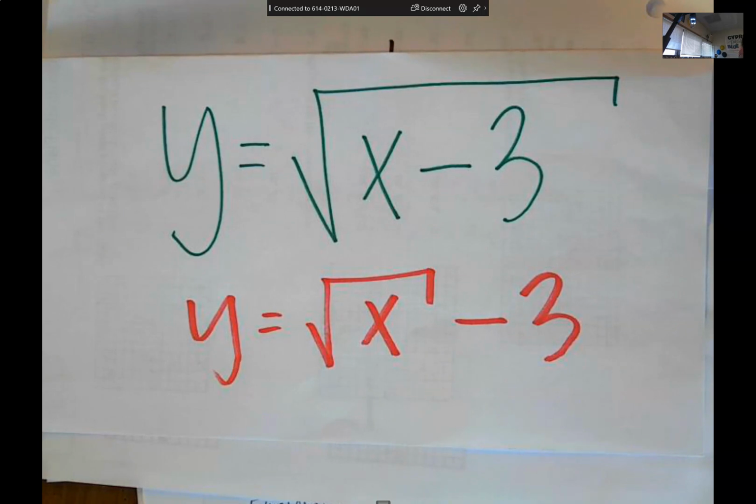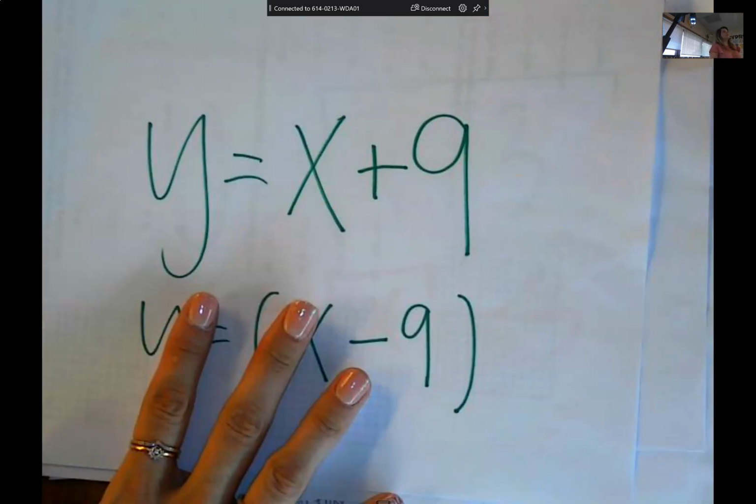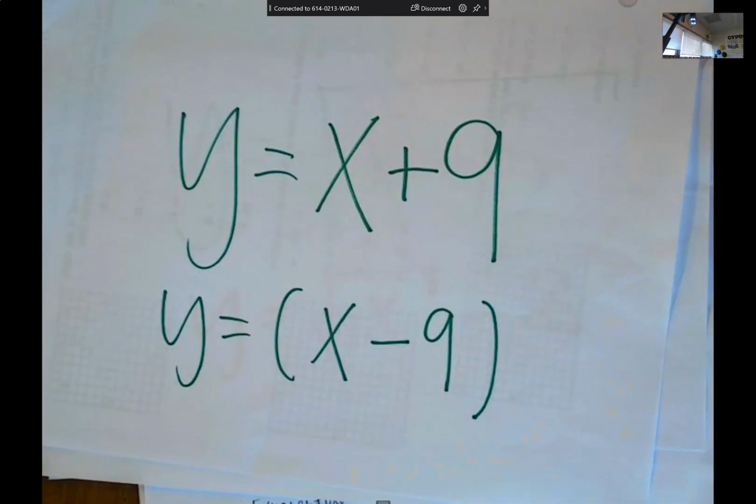Okay, show me. Keep it up for a minute so that I can verify. Y equals root x. What are these? What is the parent for these? They both have the same parent. What is the parent?